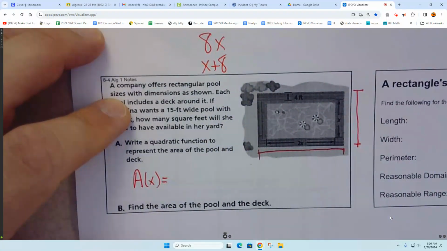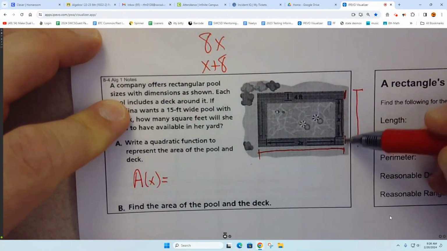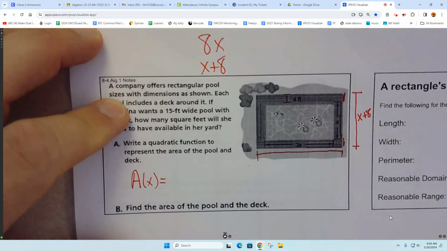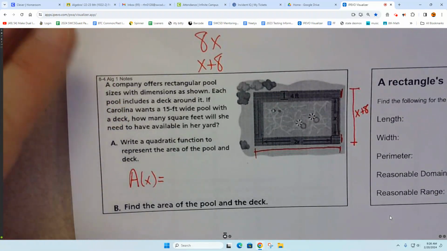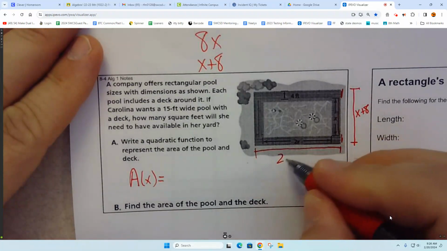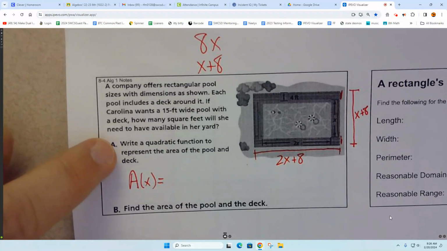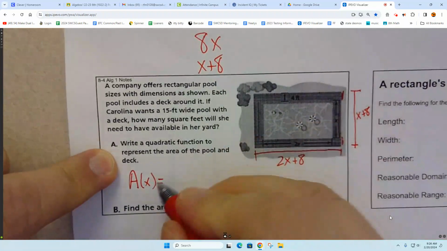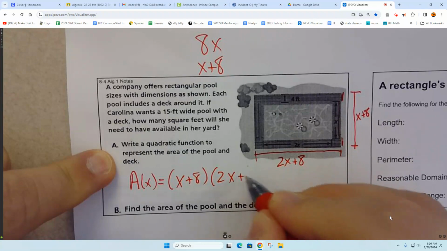It's X plus 8 because this right here is X, and then we're going to add 4 here and add 4 there. So this total side here is X plus 8. Can we see that? So what's the other one going to be? 2X plus 8. Okay. It says write a quadratic function to represent the area of the pool and the deck. So we know length times width is going to be X plus 8 times 2X plus 8.